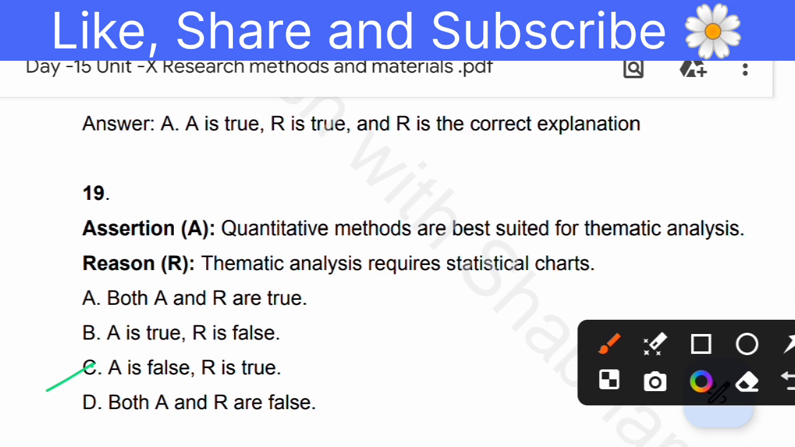Read again. Assertion is that quantitative methods are best suited for thematic analysis. Do memorize thematic analysis. And reason is saying thematic analysis requires a statistical chart. What could be the correct answer, everybody?